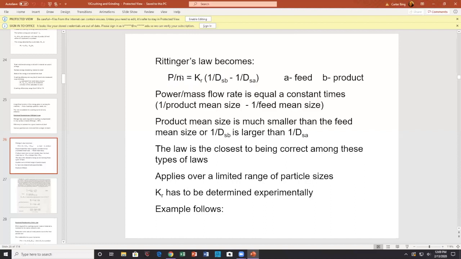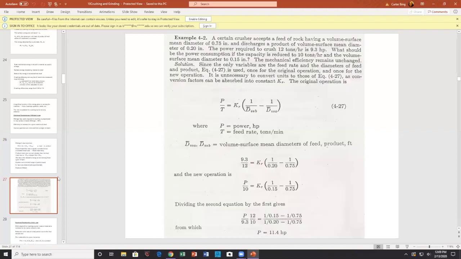Again, you run full minus running empty. Take the difference, you can figure out what power went to the material you're crushing. You got the size of the product and the size of the feed. So you could possibly calculate your K factor. Here's an example of that. We'll just leave that up for a while.